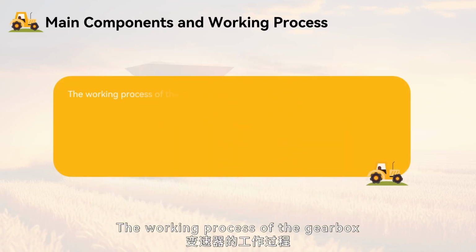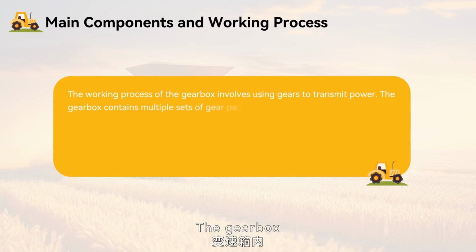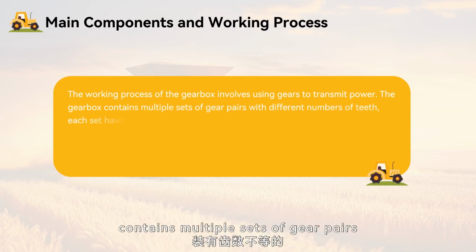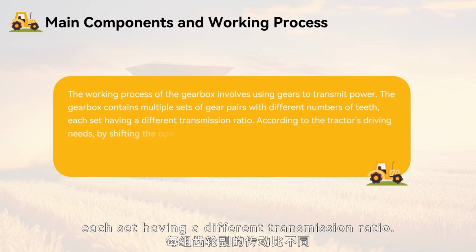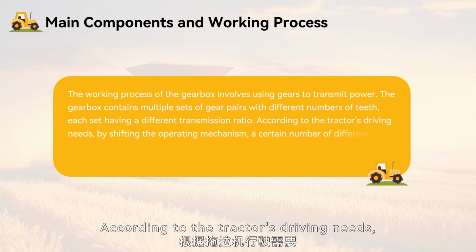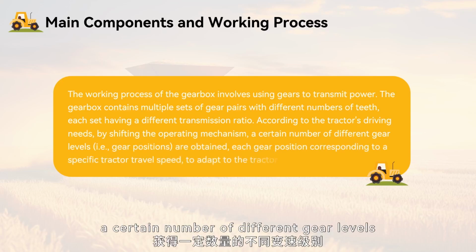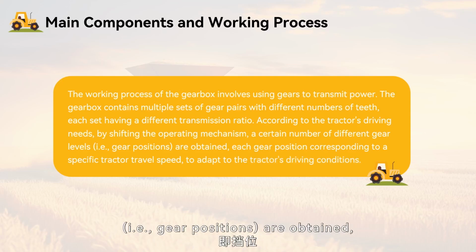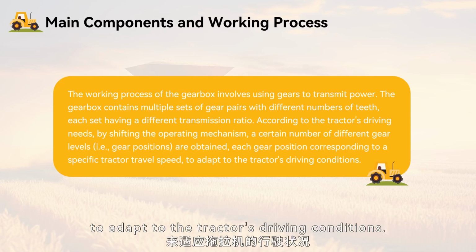The working process of the gearbox involves using gears to transmit power. The gearbox contains multiple sets of gear pairs with different numbers of teeth, each set having a different transmission ratio. According to the tractor's driving needs, by shifting the operating mechanism, a certain number of different gear levels, that is gear positions, are obtained, each gear position corresponding to a specific tractor travel speed, to adapt to the tractor's driving conditions.